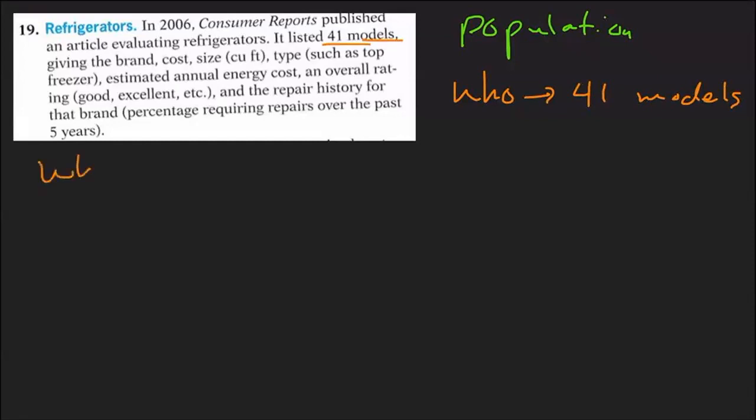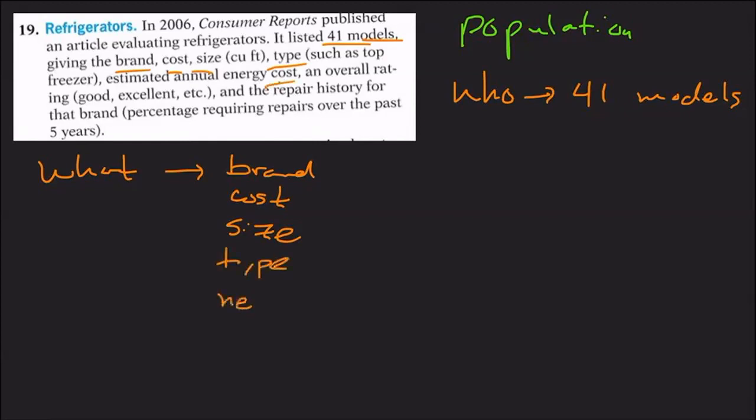Now let's look at the what. What piece of information did we write down about each of these 41 models? Well, it gives us this big list: brand, cost, size, type, estimated annual energy cost, overall rating, repair history. Now let's go through and mention whether each one of these is categorical or quantitative.